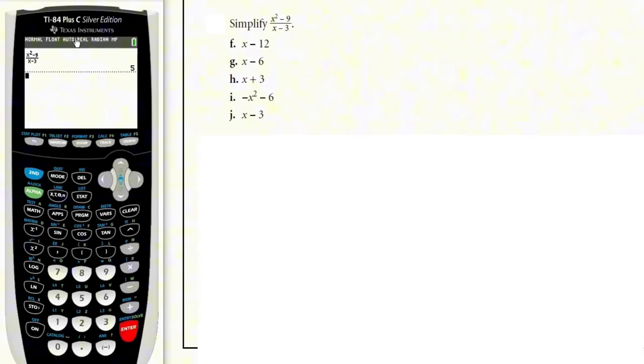So right now, let's check the option that gives us 5. Basically, it will be option H because x is 2, 2 plus 3 is 5. But let's still check. We have x plus 3, that's 5. So guys, this is basically how you can solve this kind of problem using a TI-84 Plus scientific calculator.